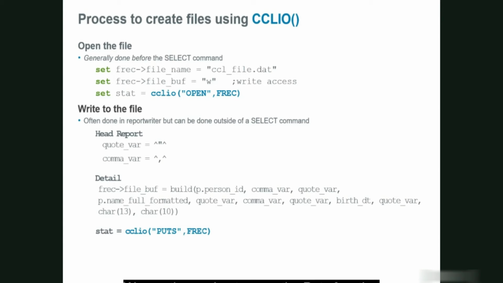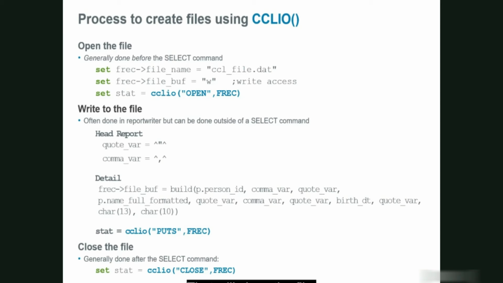We are then going to pass the puts function along with the FREC record structure to write that line of data to the file. Again, we are placing the return value in the stat variable. 0 indicates an error and 1 indicates success. We are almost done. We need to close the file. This is generally done after the select command. We can pass the close function along with the FREC structure name to the CCL IO function. That will close the file. There you have it. The file has now been written.